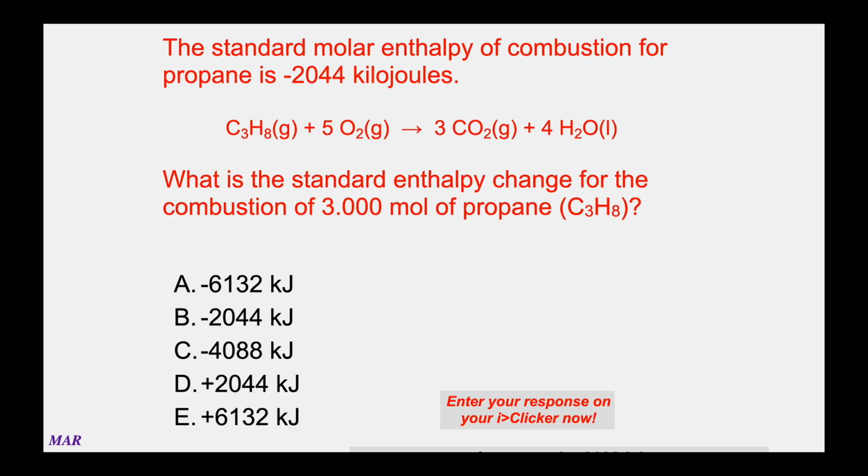Propane, which is used in a lot of barbecues and stuff, has a standard molar enthalpy of combustion of negative 2044 kilojoules. So what that means is that if you burn, which is what that reaction is, it's a combustion reaction, if you burn 1 mole of propane, you're going to get negative 2044 kilojoules out. And this question says, what's the standard enthalpy change for the combustion of 3 moles of propane? So instead of 1 mole of propane, you want to burn 3 moles of propane. See if you can figure out which of those answers is correct.